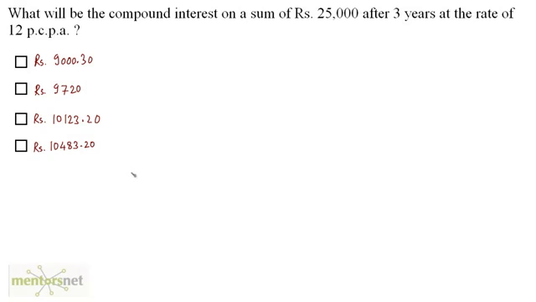What will be the compound interest on a sum of rupees 25,000 after 3 years at the rate of 12% per annum? Well, 25,000 is the principal, 3 is the number of years, and the rate of interest is 12. So we have the formula for amount, which is equal to P into 1 plus R upon 100 raised to N. So first we'll calculate the amount.